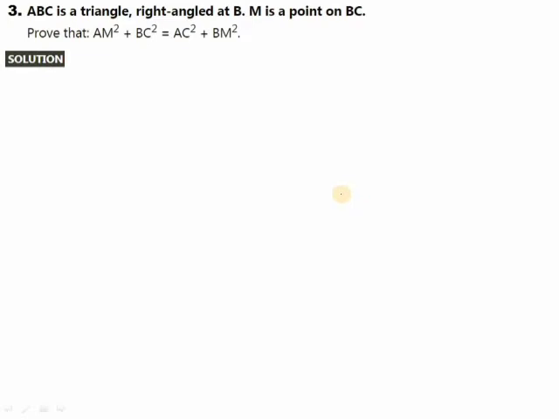Let's move to the next question. In question number 3, ABC is a triangle right angled at B. That means at point B in triangle ABC, the angle is 90 degrees. Right angled means 90 degrees. Now M is a point on BC, and you need to prove this. The respective diagram for this will be somewhat like this.